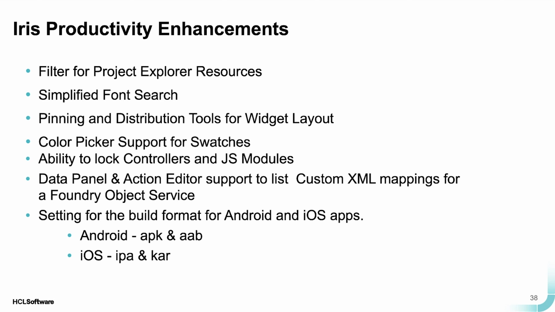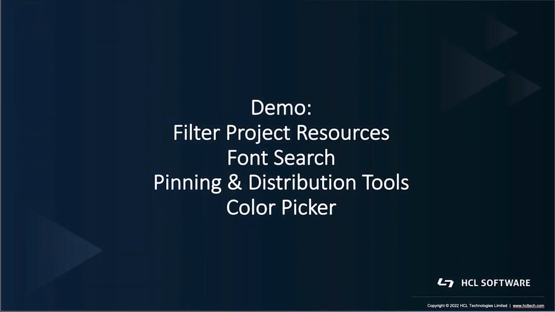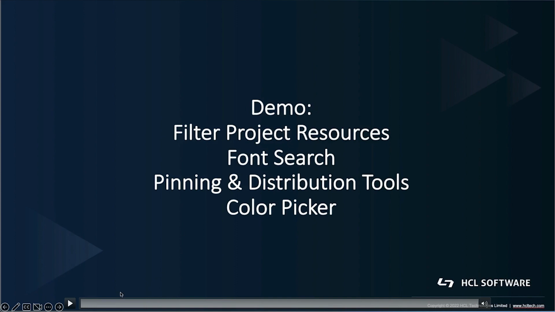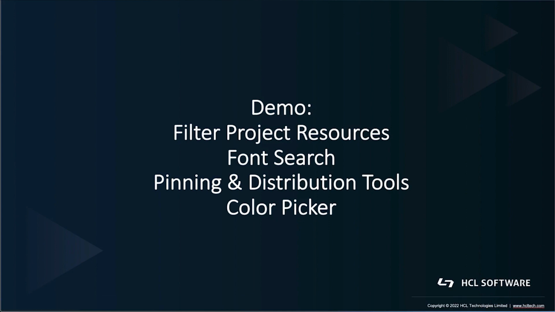We even added the option to choose different build formats, because the newer Android versions use AAB, the older ones still use APK. And even from an iOS perspective, we have the intermediate KAR file that we create and the IPA file that is needed for the end user. So all these different build formats are something that we have done as part of productivity enhancements for Iris. Now let's look at some of these features in particular, right? So let's start with filtering project resources.